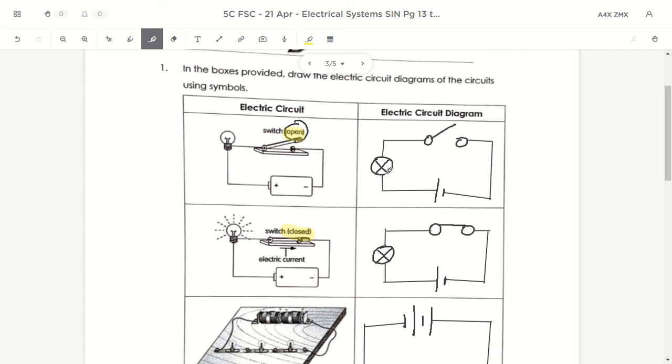So first step, I draw in the light bulb, the open switch, and the battery. And then I connect them using wires. Make sure the wires are straight. Make sure you use a ruler. You do not have curvy, whirly wires for a circuit diagram.